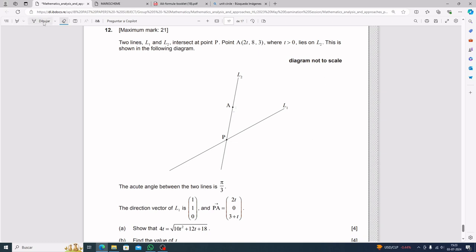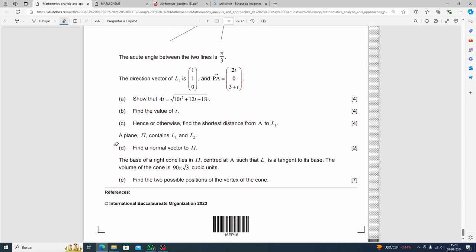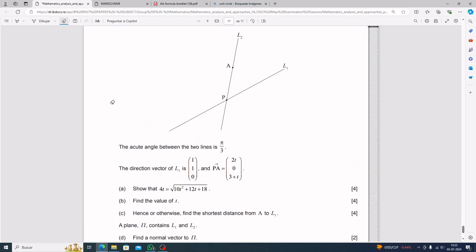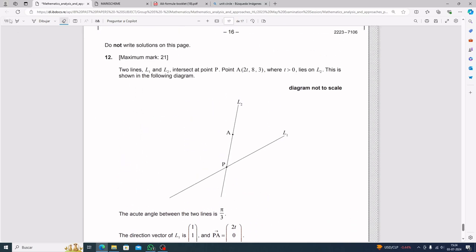Alright guys, so for number 12, it will be a sort of vector problem. So, definitely not our favorite, but you gotta do what you gotta do. Two lines L1 and L2, which are shown here and here, intersect at point P right there. Point A, which has coordinates 2t, 8, and 3, as shown right here, where, and this might be important down the road, the IB, whenever they give us something, it's probably because it's relevant, t is greater than 0, lies on L2. This is shown in the following diagram.